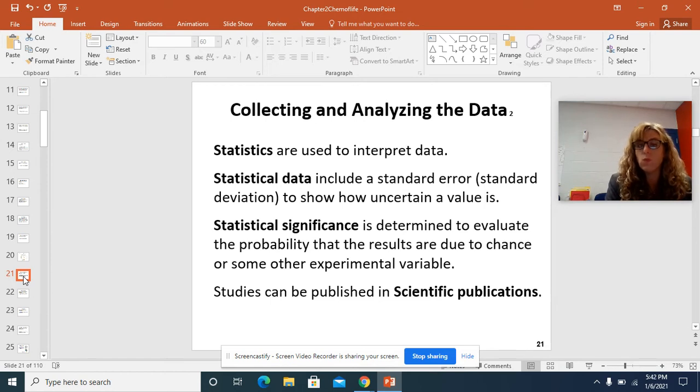And once we have collected and analyzed that data, our studies can be published in scientific publications. And they are peer-reviewed, okay? And these experiments are done over and over in different places. And a peer review is actual critical reviewing of your study, your experiment, and your data.